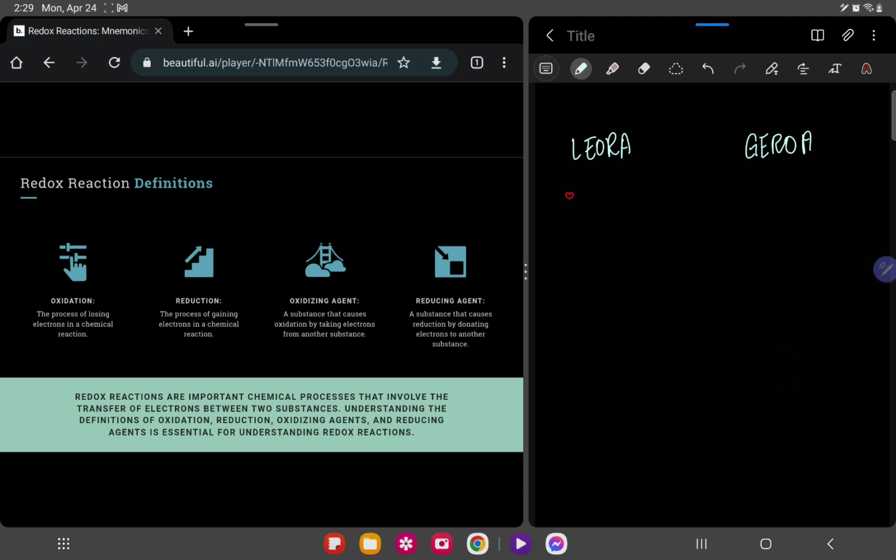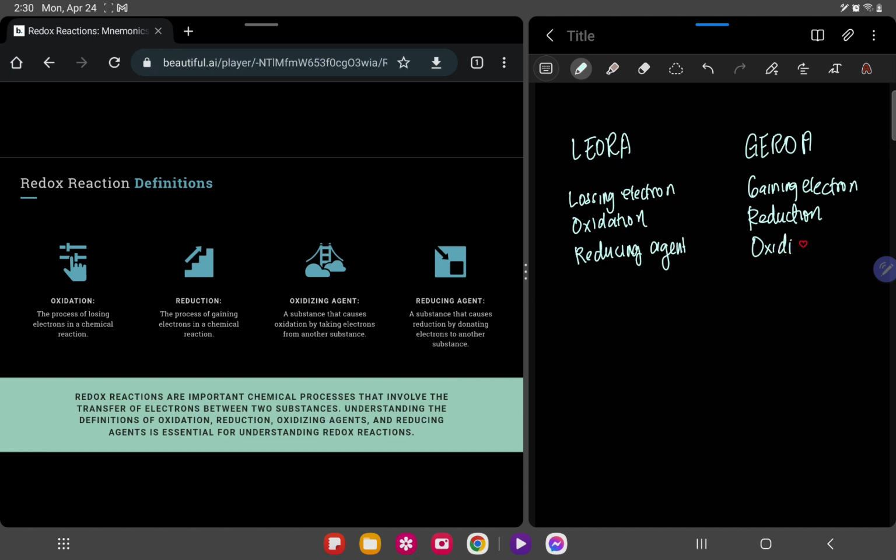When we say LEO, it means losing electron. That will be oxidation, and the one that is being oxidized is also the reducing agent. Well, when we say GER, it means gaining electron. The process is called reduction. And the one that is being reduced is your oxidizing agent.